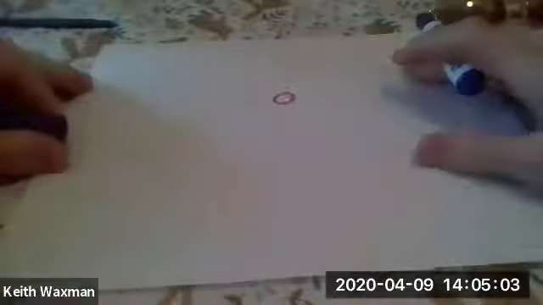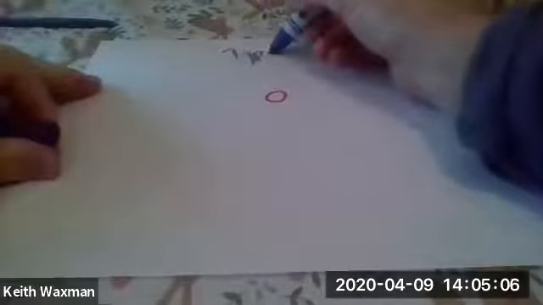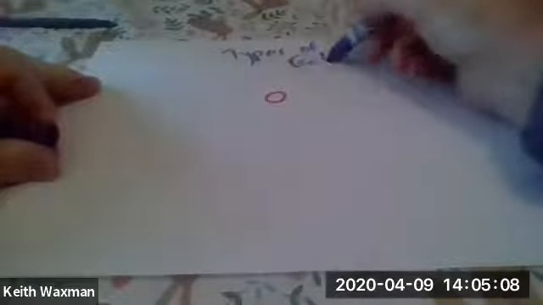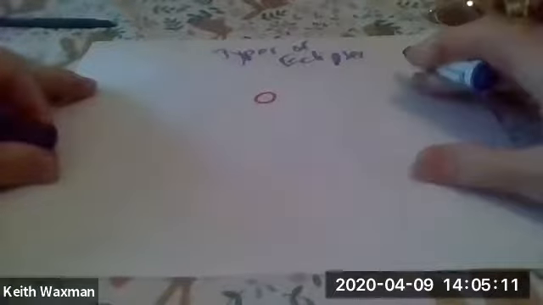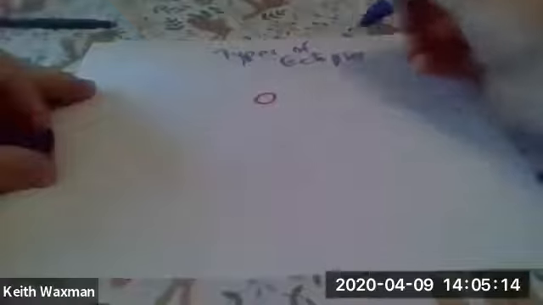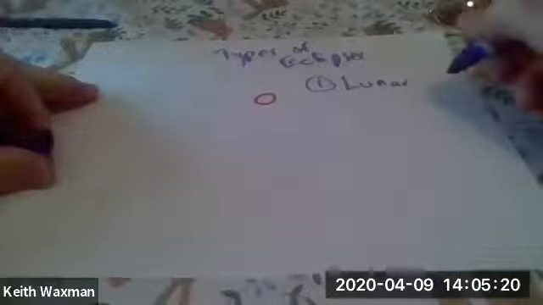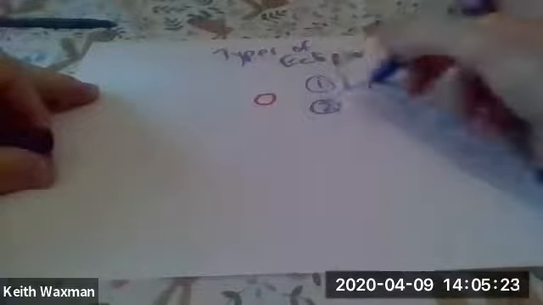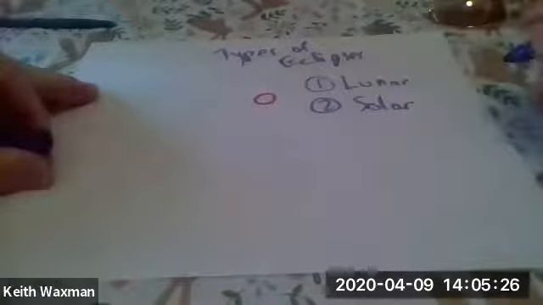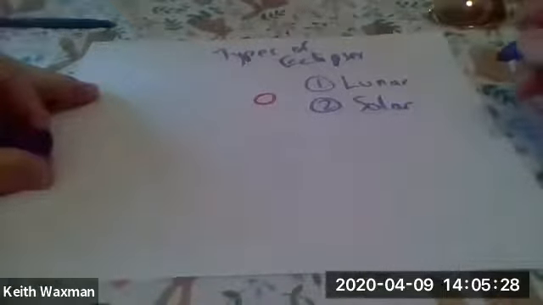So now you guys are experts at shadows. Good. Now, let's talk about the types of eclipses. I'm going to use the same paper here because I will probably use that circle. So let's talk about the main types of eclipses. Types of eclipses. Sorry about that sloppiness. Now, one is called a lunar eclipse. And two, solar eclipse. So we have a lunar eclipse and a solar eclipse.